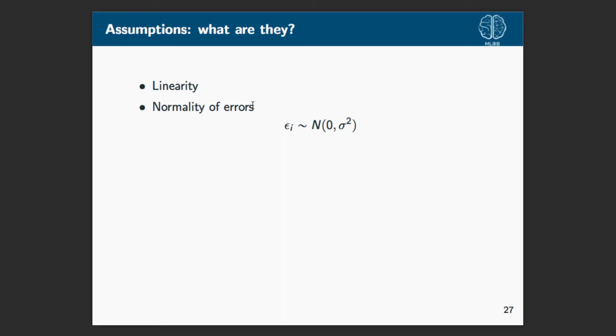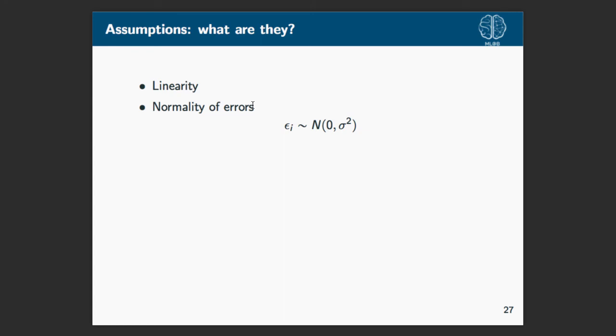Normality of errors, meaning that each error is normally distributed. So does anyone know what the normal distribution is? Yeah, it's like a bell curve, right? So it's just like this, right? It's like a distribution that kind of looks like this. And it's a really popular distribution because it can explain a lot of random processes in life and a lot of data with this kind of normal distribution.